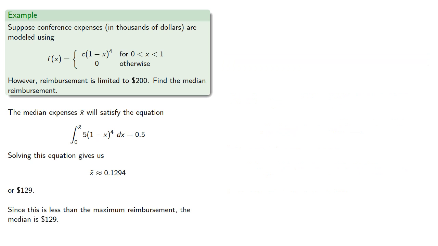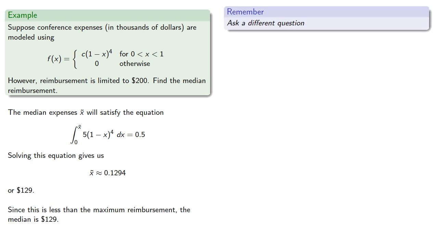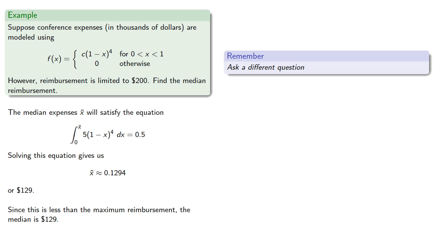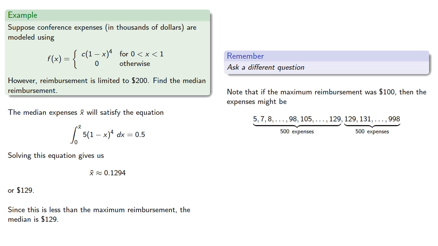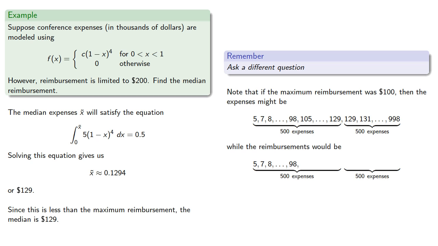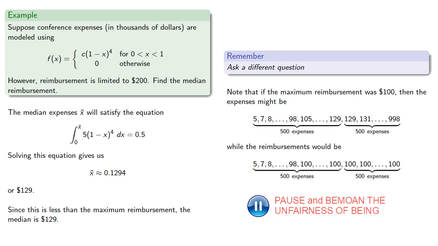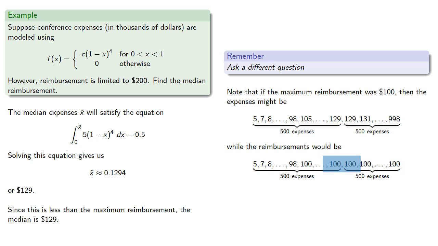Now, a useful strategy when learning something, ask a different question. Let's change the question a little bit and make our maximum reimbursement, how about $100? So again, our expenses might look like this, but since the maximum reimbursement is $100, then anything less than $100 would be reimbursed at the full rate, but anything more than $100 would be reimbursed just $100 worth. And now our median occurs between these two values, and so the median reimbursement is only going to be $100.